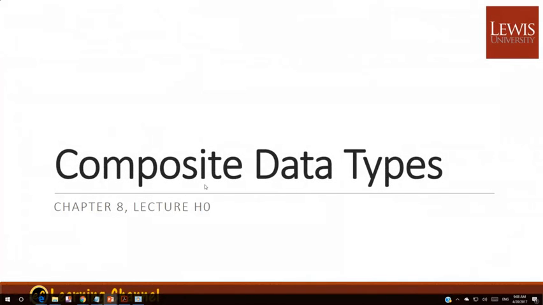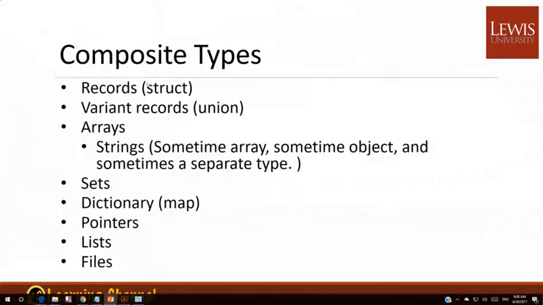First, let's look at the overview for composite data types. For composite data types, we have the record, union, array, strings, sometimes array, and sometimes it's object depending on the language. And we have set, dictionary, or sometimes called map, and then pointer, list, and file. I believe we have this chart, these slides, in chapter 7.